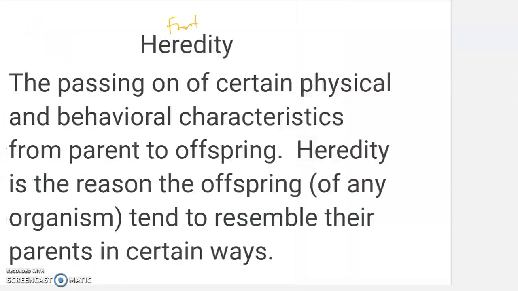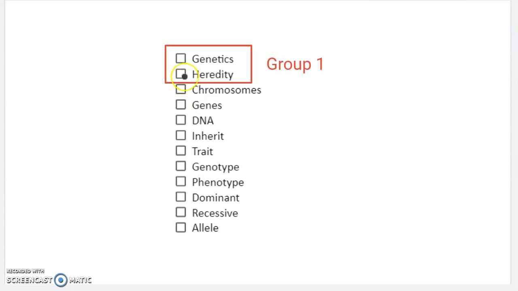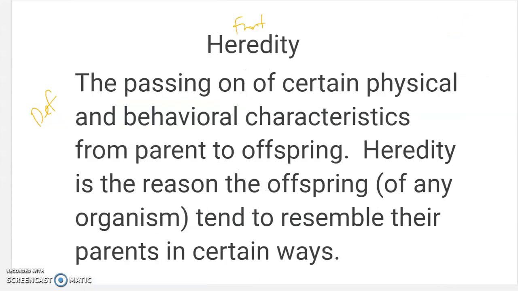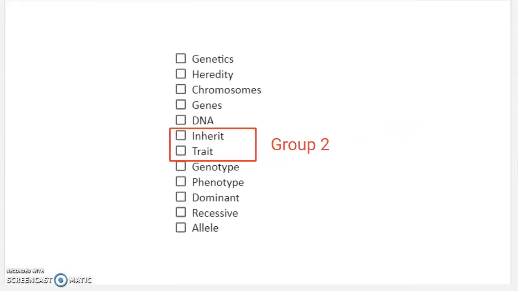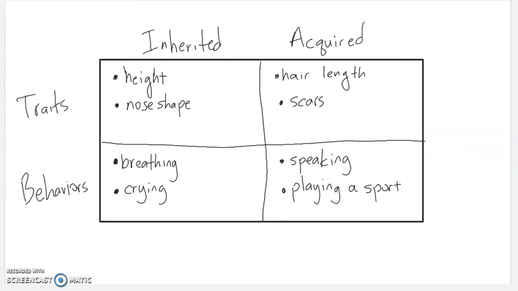So that is group 1. Genetics and heredity, I feel, go together. Genetics is the study of heredity, so those kind of go together nicely. The next group I want to put together is these two, inherit and trait. On Friday, we talked about this, that any organism inherits certain traits and inherits certain behaviors from their parents. That's what inherited means. It means passed from parent.